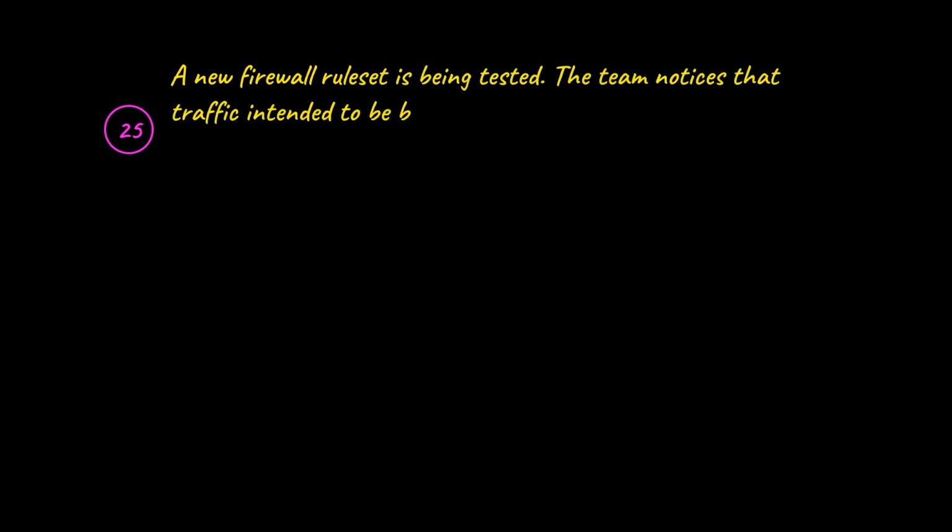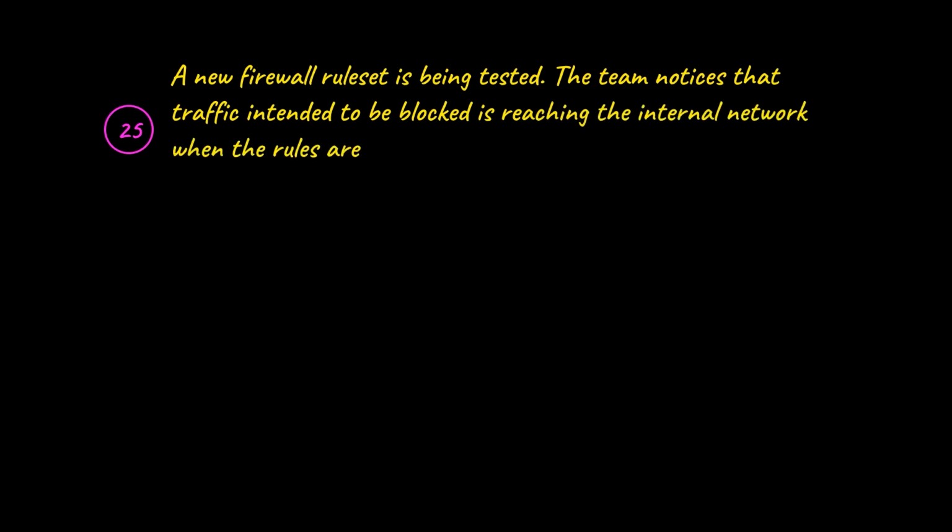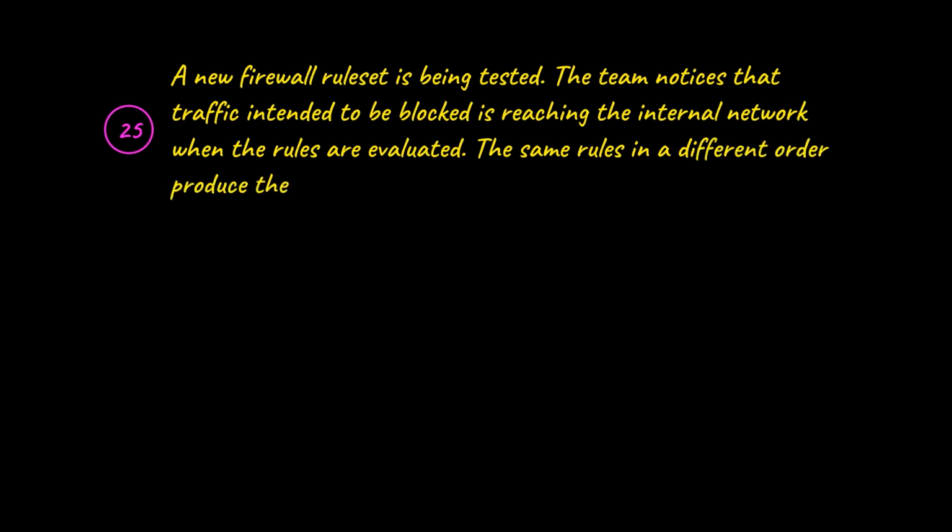Question 25. A new firewall rule set is being tested. The team notices that traffic intended to be blocked is reaching the internal network when the rules are evaluated. The same rules in a different order produce the expected result. What is the most likely root cause?